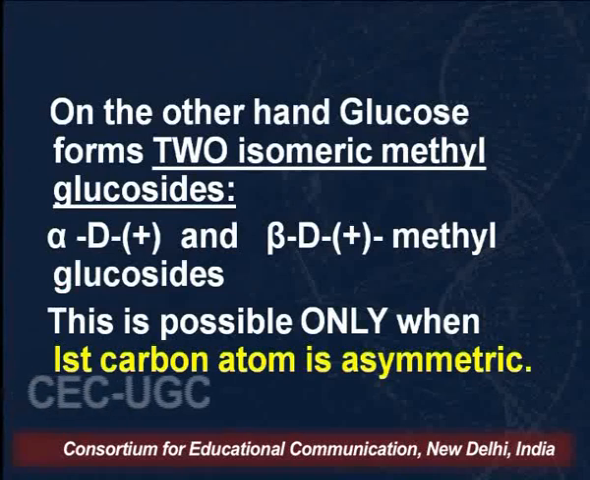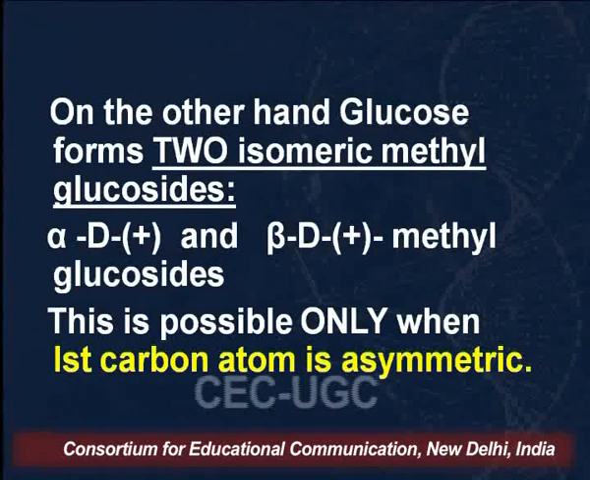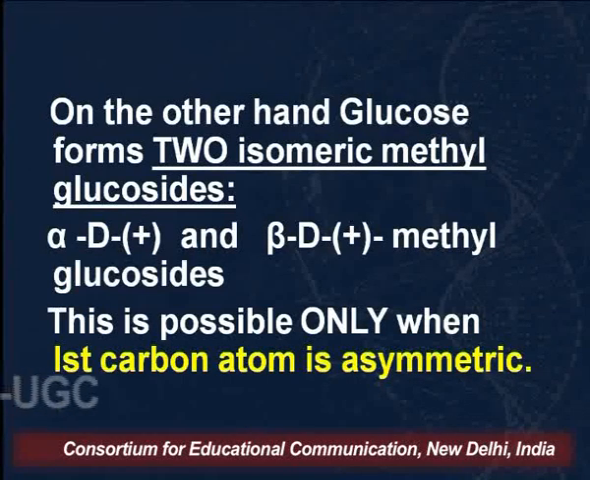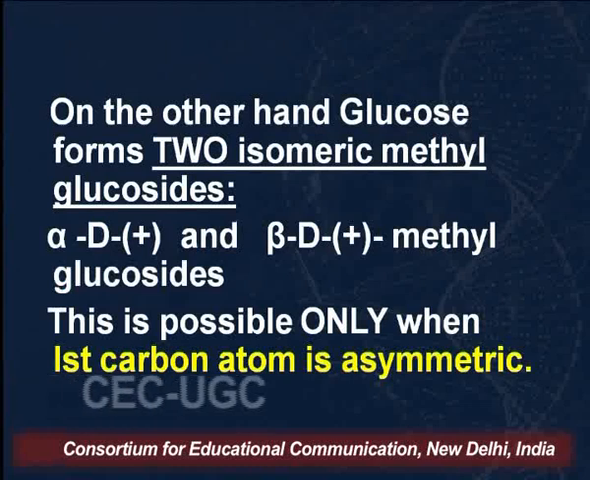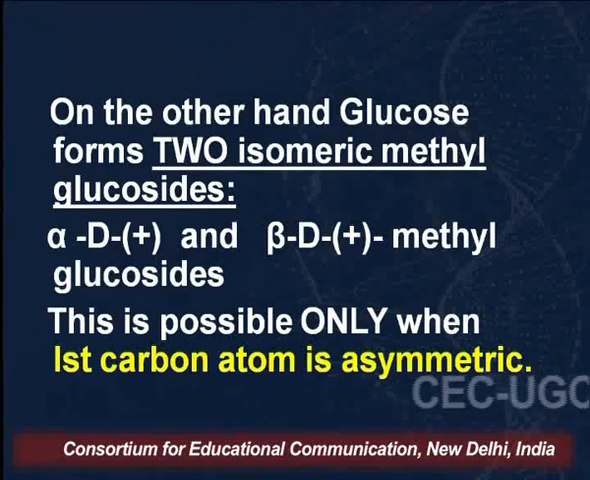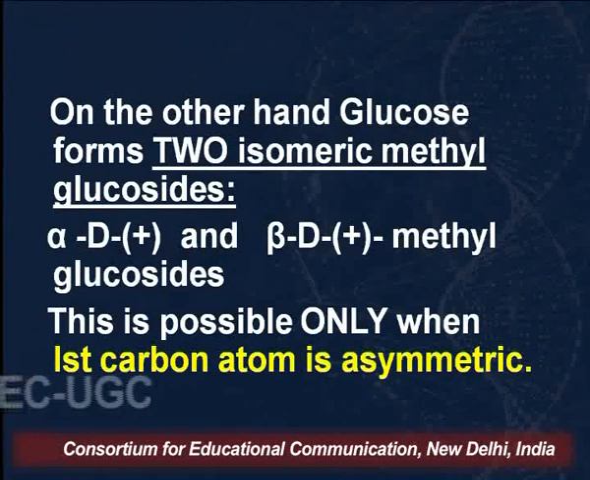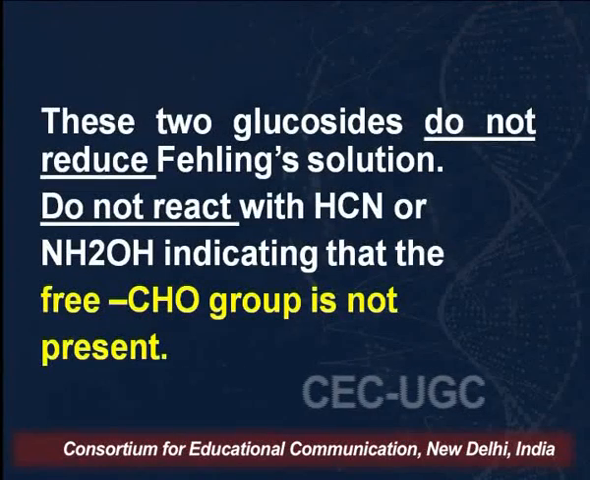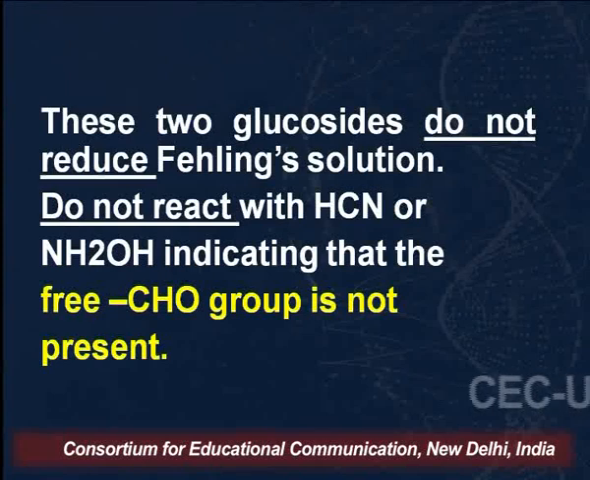That is, the two methoxy groups would have been attached to the same carbon. But in this case, what is happening? We are getting two isomeric methyl glucosides. That means one of the carbon atoms is asymmetric, that is, it is a stereogenic center. Only that can explain the formation of two methyl glucosides.